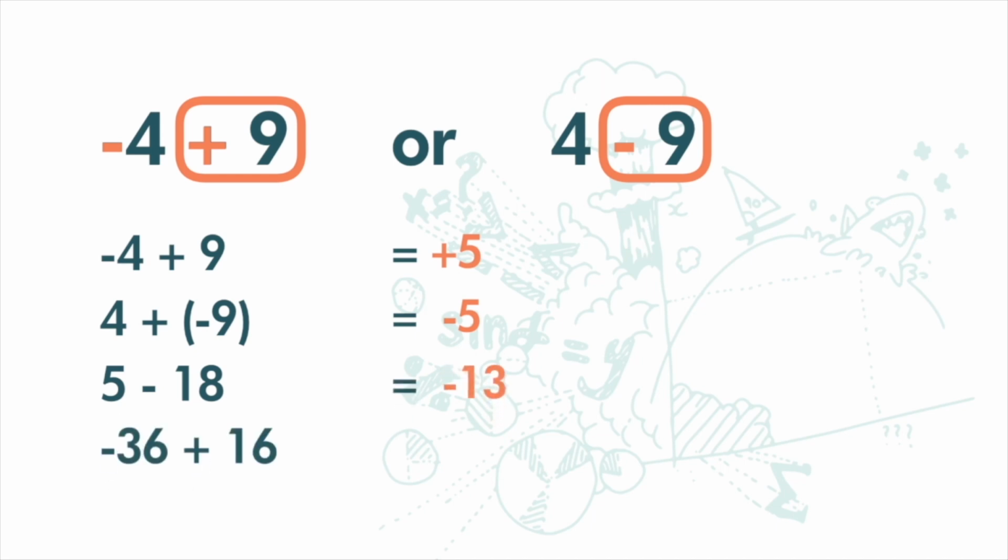Negative 36 plus 16. There are more negatives to start with. So the answer must be negative. And then we subtract 16 from 36 to get 20. And the answer is negative 20.